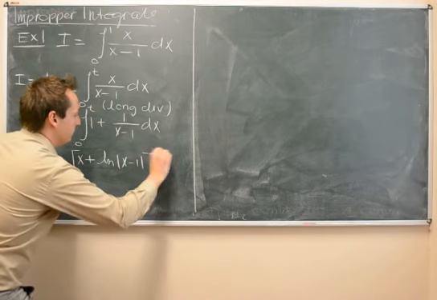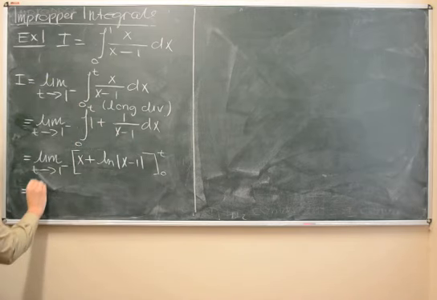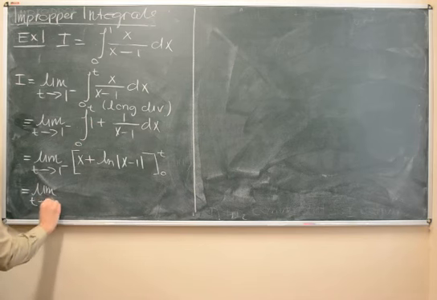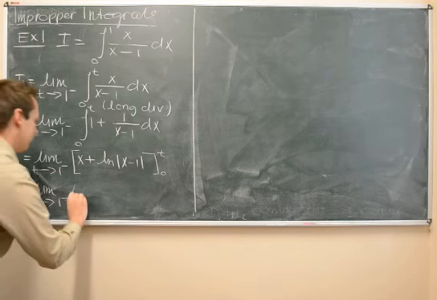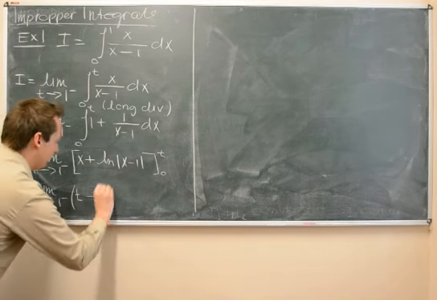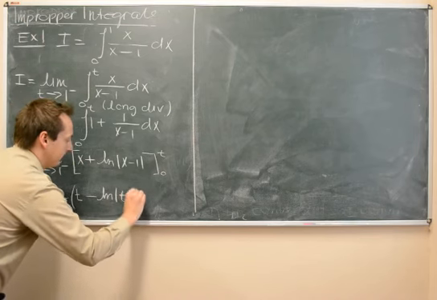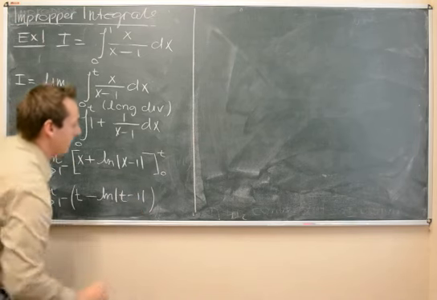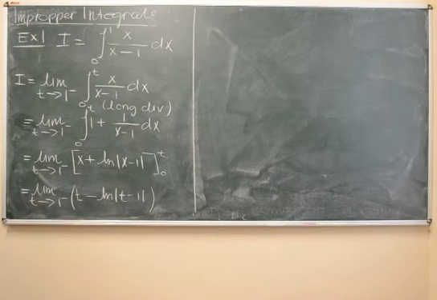From 0 to t, and substituting in the bounds to get the value for the definite integral, we get t plus ln of t minus 1. So let's see what's going to happen as t goes to 1. Well, as t goes to 1, t minus 1 goes to 0. So ln of t minus 1 is going to go to minus infinity.